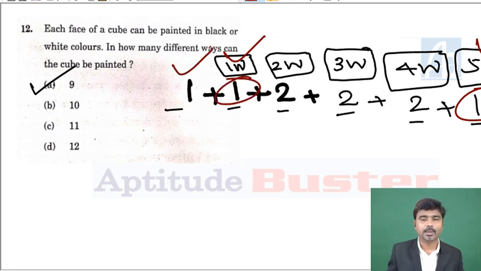This one, all are black, all are white. That's one way. Here two ways, two adjacent or opposite, right? Here two ways. You need to imagine the cube, then you can find out the answer, right? The answer for the 12th question is answer choice A, answer is 9.